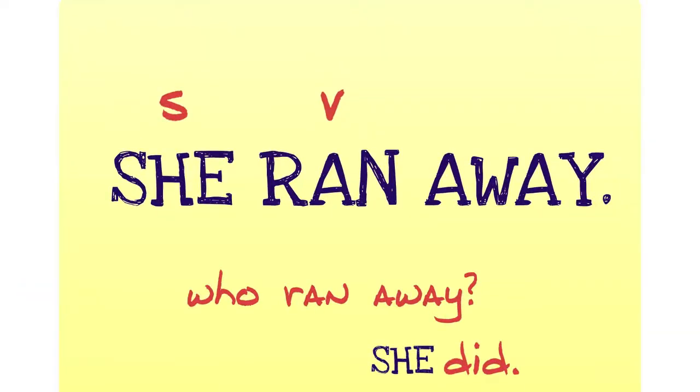When identifying the subject in a sentence, it is easier to first find the verb. Take, for example, this sentence: she ran away. The subject of the sentence is she because it is she who is performing the verb. If we identify the verb first and then ask ourselves who or what is performing the verb, we can find the subject easily. For example, the verb is ran, so we ask ourselves who or what ran, and the answer is she. So she is your subject.